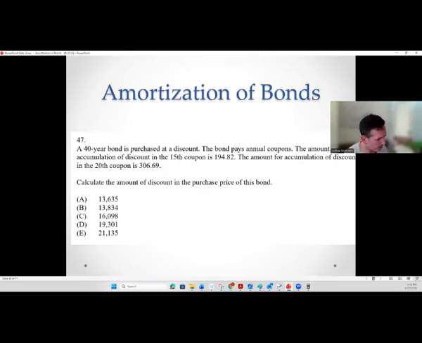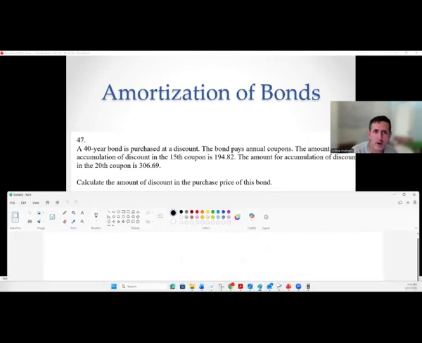So let me try to do this very quickly. Okay, so you've got a 40-year bond. All these examples I'm going to do are taken from the SOA sample questions. So you've got a 40-year bond purchased at a discount. Annual coupons, the amount for accumulation of discount in the 15th coupon is 194.82.